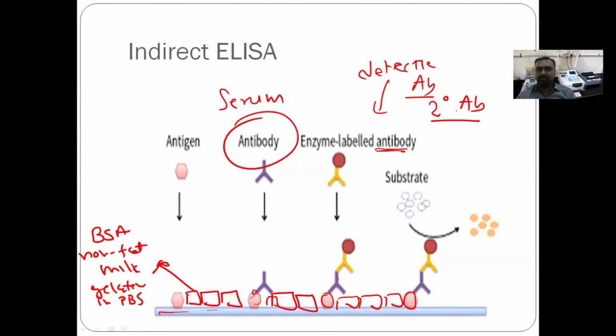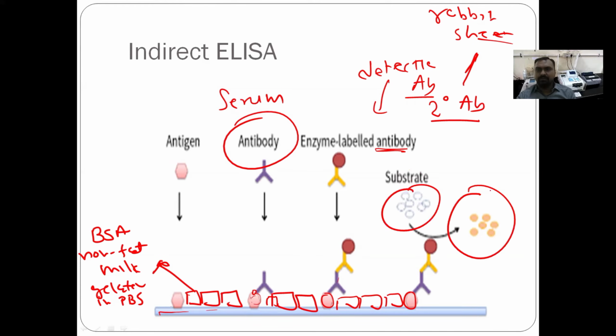Okay, and this is prepared from the rabbit or sheep. We inject this antibody into the rabbit and sheep, and what we get is antibody against this antibody. And that is tagged with the enzyme. And then we add the substrate, which will be converted to product, and depending on the substrate, a different color is produced. Suppose it is TMB, tetramethylbenzidine, then the color produced is blue.